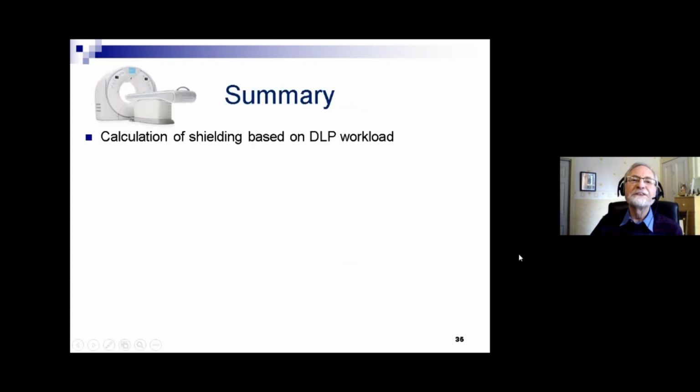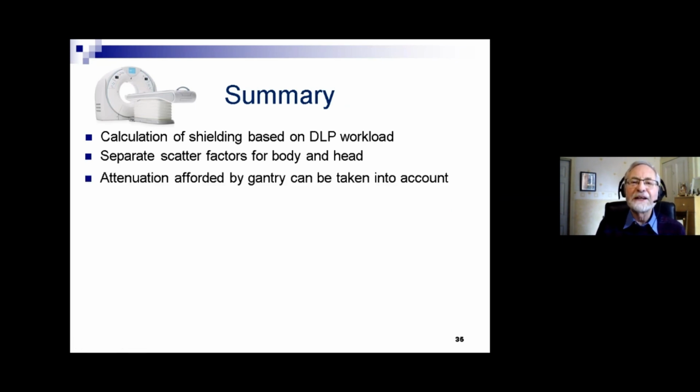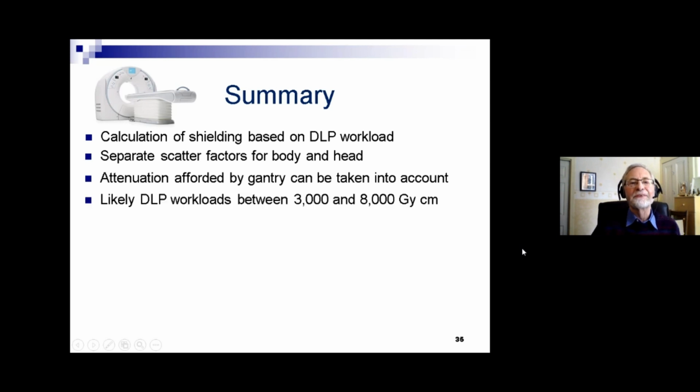So in summary, calculation of shielding is based on the DLP workload for CT. You need separate scatter factors for the body and the head. Attenuation afforded by the gantry can be taken into account. We don't use that value as much, but we more use the gantry shielding to limit the distance on a wall that we might need to use in a shielding calculation. Likely DLP workloads are between 3,000 and 8,000 gray centimeters.